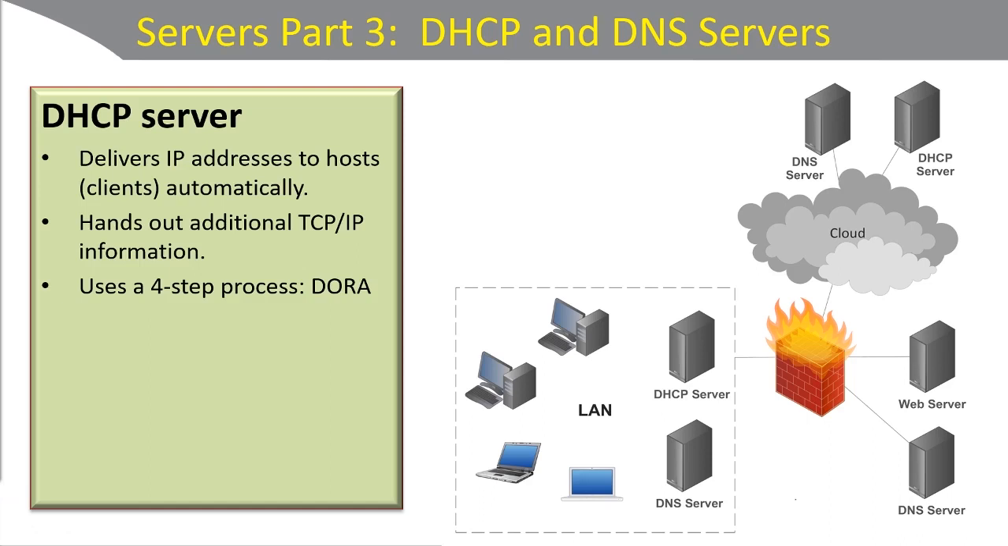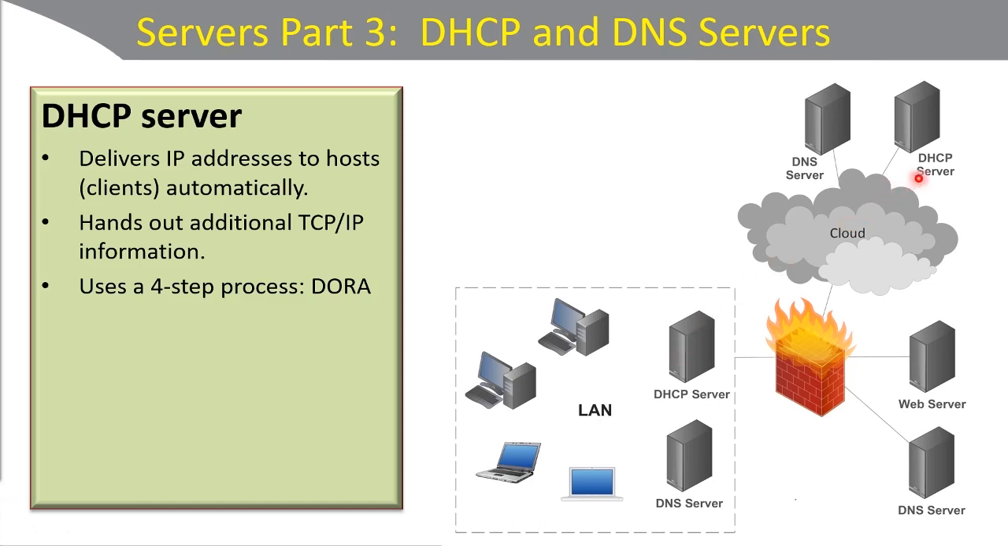So here in our illustration, we have a DHCP server on the LAN, and normally this would hand out the IP address to all the clients automatically. It would also hand out the subnet mask, gateway address, and the IP address of the DNS server. So this is very common, and this could be a SOHO router that runs as a DHCP server, or it could be a Windows server that hands out IP addresses.